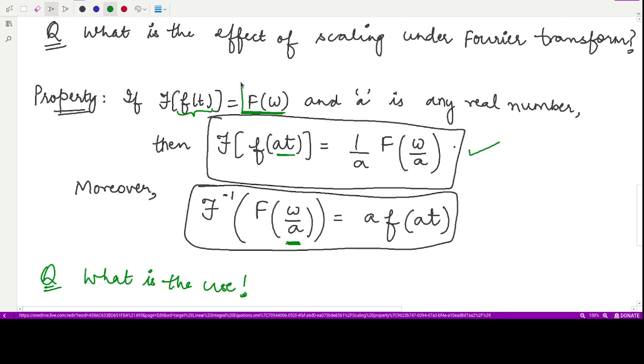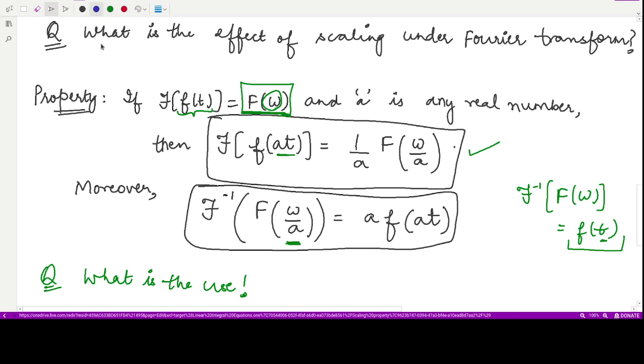So whatever result you have for the unscaled version of the function, you just replace omega by omega by a in the first case. Or in the inverse case, if you already know the inverse Fourier transform of capital F of omega is equal to f of t, then we can replace this t by at. So that is the use.